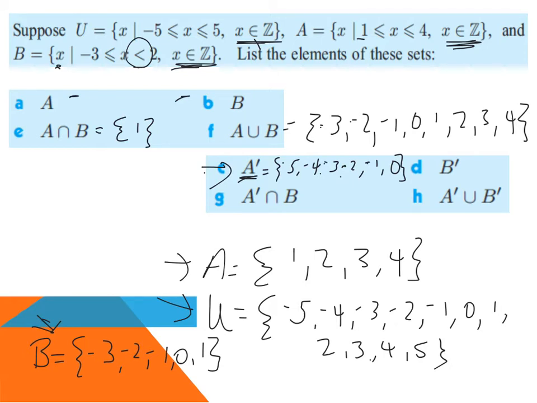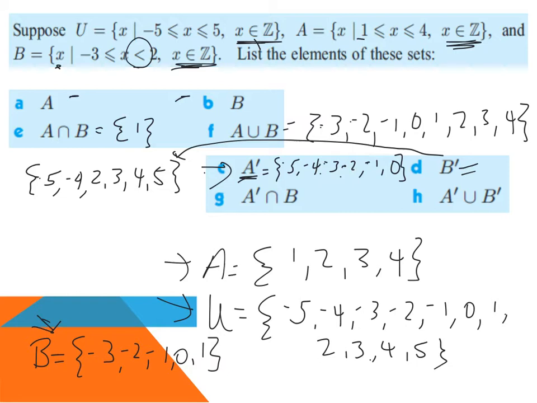Then what's not in B is going to be everything that's in our universal set that is not in B. So I'm going to write that over here because I'm starting to kind of run out of room. So that would be -5 is not in B. -4 is also not in B. And then we have -3, -2, -1, 0, and 1 are in B. But then we have 2, 3, 4, and 5 that are not in B. So this one is the answer for part D.